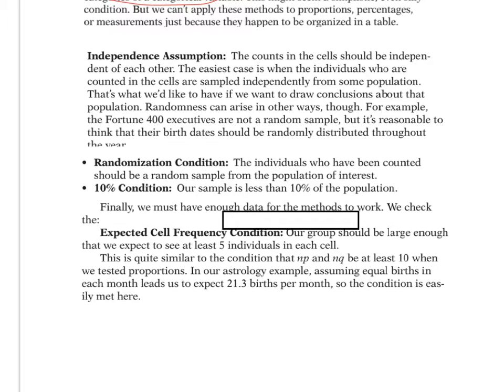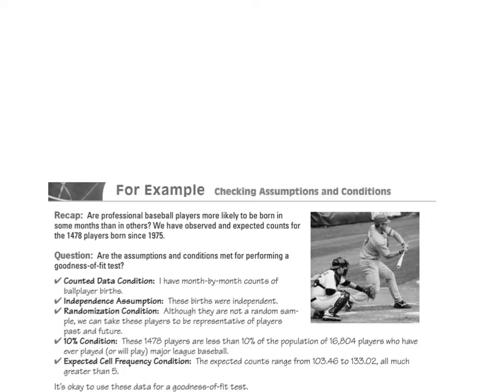The expected cell frequency condition. We actually talked about this already. It has to be at least 5 in each cell. And again, it's really similar to what we've seen in the past. So that's not really new to us.